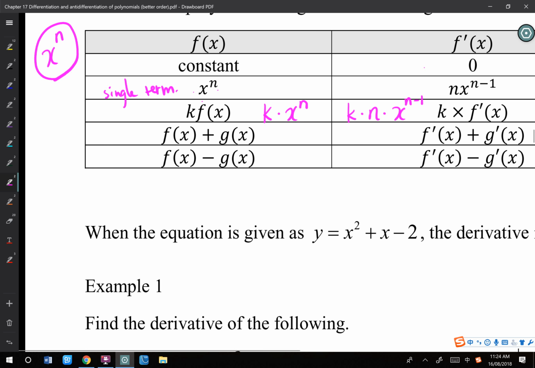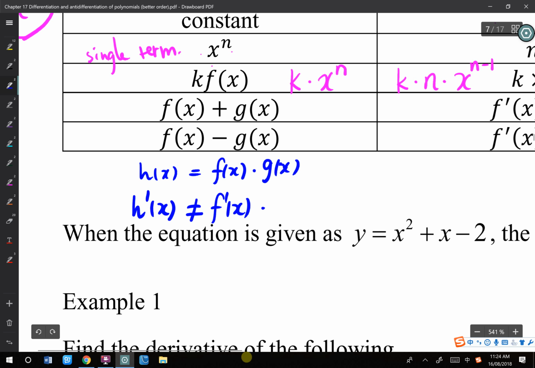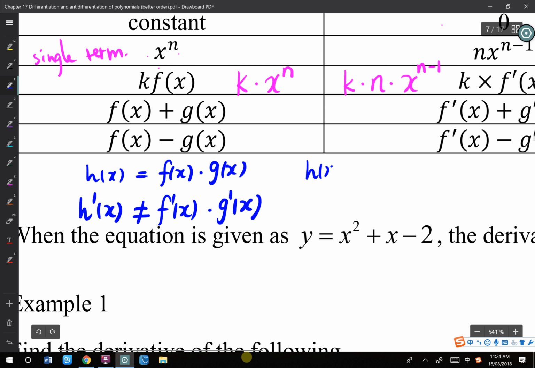But what I will say here, really remember this. If I say y, how can I say that? I will use h(x). h(x) equals f(x) times g(x). h dash x is not equal to f dash x times g dash x. When two functions are multiplied together, the derivative is not found by deriving them separately and then multiplying them. That doesn't work. Same as h(x) equals f(x) over g(x).